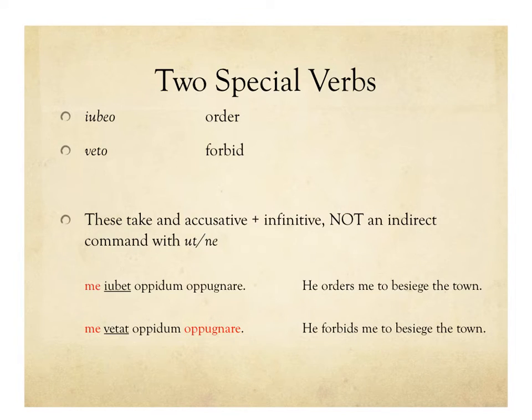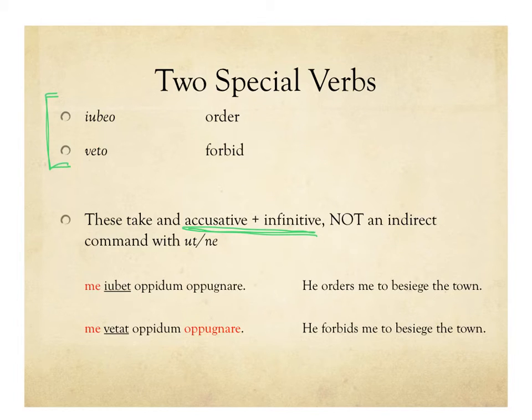There are two special verbs, iubeo and veto. Iubeo means to order, veto means to forbid. So they are opposites, right? Antonyms. And these two verbs are special because instead of taking an indirect command, they take what you would want them to take, which is an accusative and an infinitive. So these are the only two verbs that work this way, and so we just need to remember that, especially when we're translating, so that we're not anticipating the wrong thing.